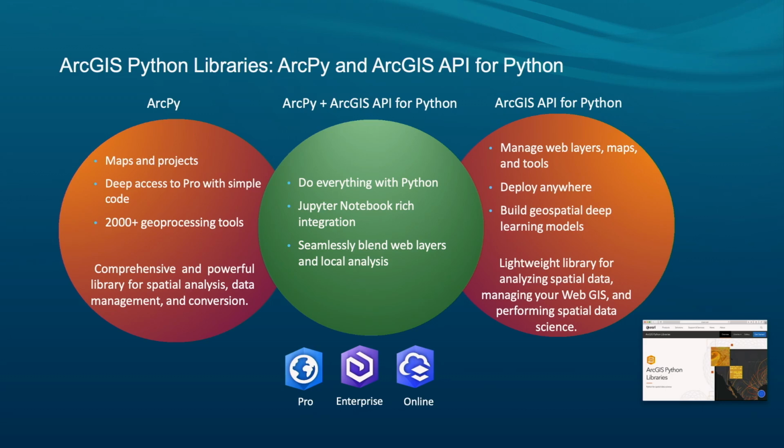The API for Python was written for something fundamentally different. It was designed to work with your WebGIS organizations and the services that are published within there. So it was designed with the client-server request response architecture in mind. And so with that, you can do all kinds of analysis within the API for Python on your web services.